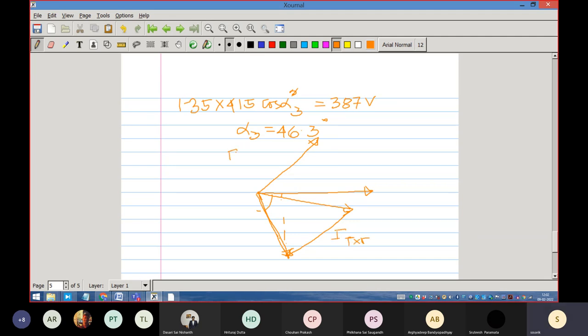This is the ITXR grid. It has increased because of the 46.3 degree power factor angle. More power is recovered, right? And less power is now input from the system. And this is original IS. This is original VS, the substator voltage. And this is the negative of ITXR grid. And this is I total. So this is how it will be functioning in this system.